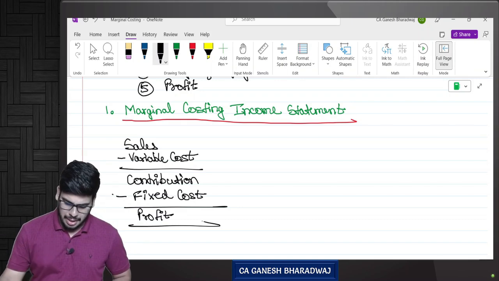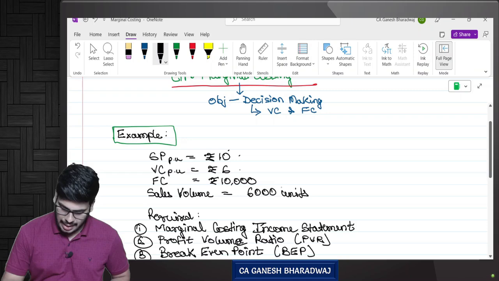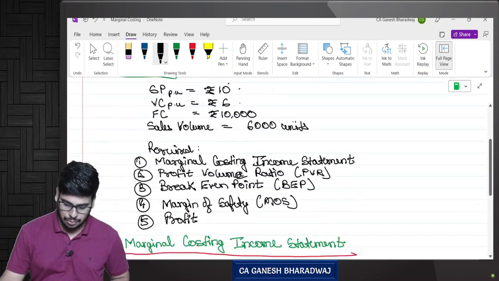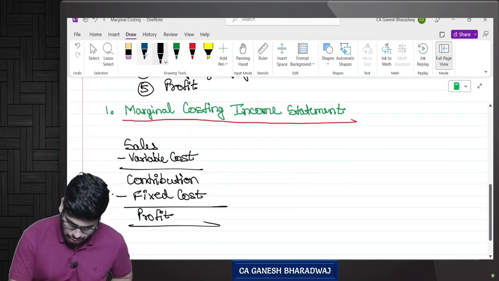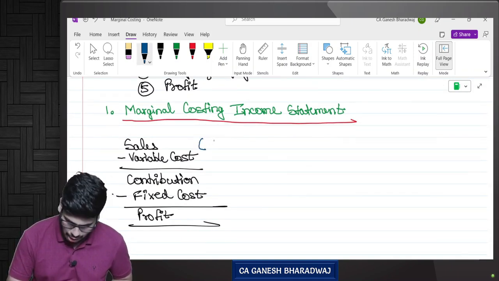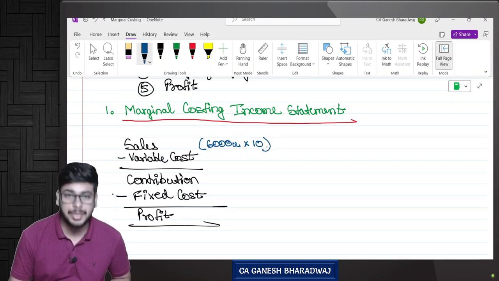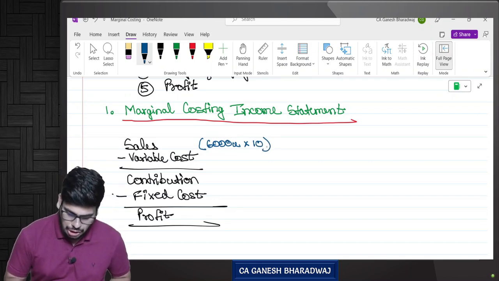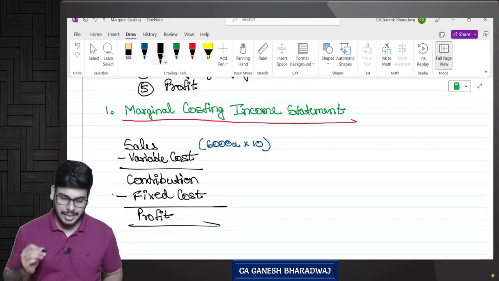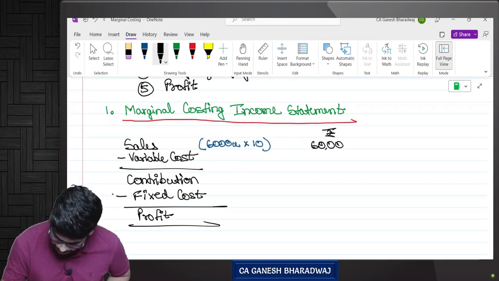Now first, tell me, what is the selling price per unit? We know the selling price per unit is 10 and the number of units sold is 6,000 units, correct or not? Yes. So let me just take a blue ink and fill up this particular figure. 6,000 units is the output volume, and every unit generates 10 rupees of selling price. So now what is going to be your total sales value? It is going to be 60,000 rupees.